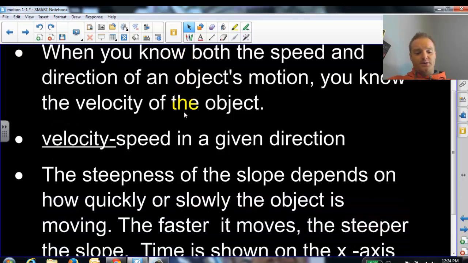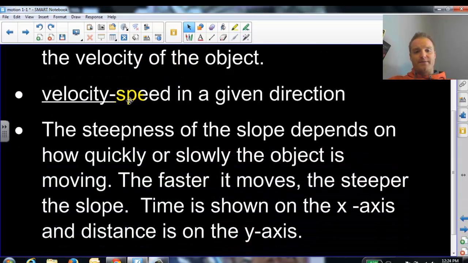And finally here in our notes today is when we get to graphing speed after we can actually calculate it. So the steepness of the slope depends on how quickly or slowly the object is moving. The faster it moves, the steeper the slope. So time is shown on the x-axis and the distance is shown on the y-axis. So again, the big idea here is the steeper the graph, the faster the object is moving.